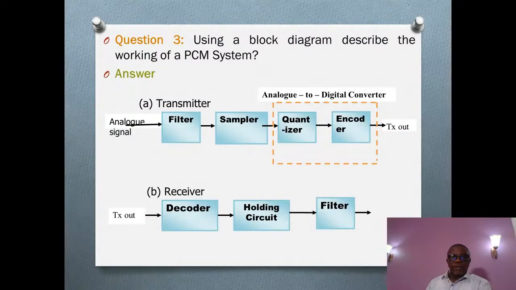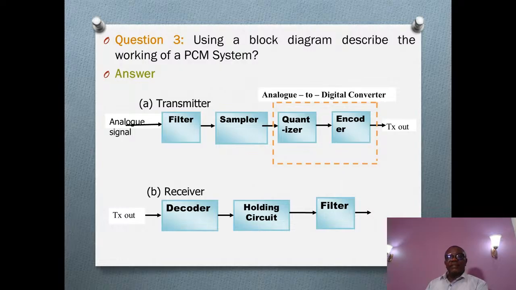Question 3. Using a block diagram, describe the working of a pulse code modulation system. So we are looking at the block diagram. At the transmitter end, you have the analog signal, which you want to convert to its digital equivalent and transmit. The analog signal comes in and it is filtered to remove ripples.